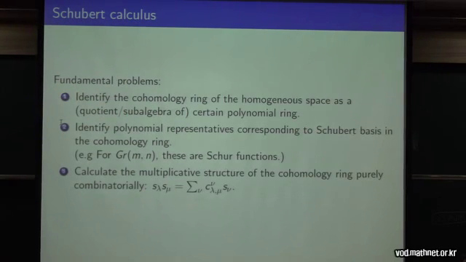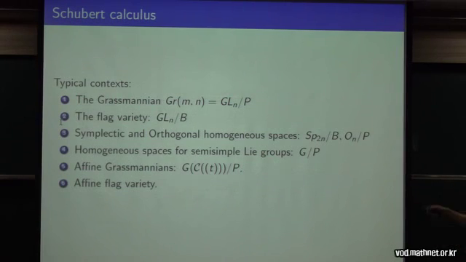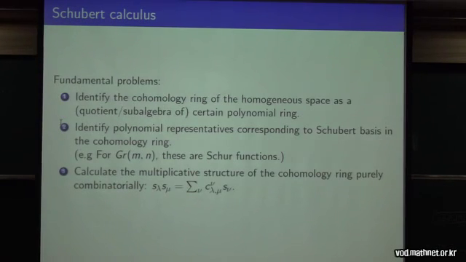So let's say we have a fixed object, like I say, we fixed one of them, and you can ask the following questions. You can ask how to describe the cohomology ring of that space in terms of a quotient or subspace of a polynomial ring. You call that Grassmannian. For the Grassmannian case, you can describe this cohomology ring in terms of a quotient of the ring of symmetric functions by some Schur functions.